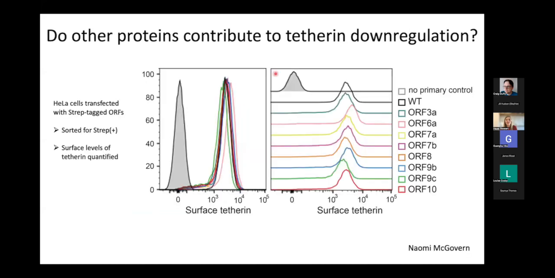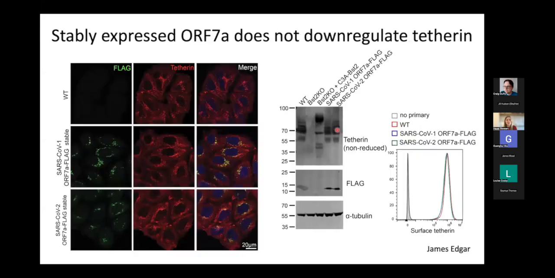So when we expressed a range of our accessory proteins in transiently transfected cells and then quantified the surface levels of tetherin, we didn't actually see any significant difference from any of them. This was a bit of a surprise because, as I said, ORF3a, at least in SARS-CoV-1, has been reported to downregulate tetherin by altering the glycosylation. So we went on and looked at ORF3a anyway, just to check. And in our hands, we didn't see any downregulation of tetherin at all from either SARS-CoV-1 ORF3a or SARS-CoV-2 ORF3a.